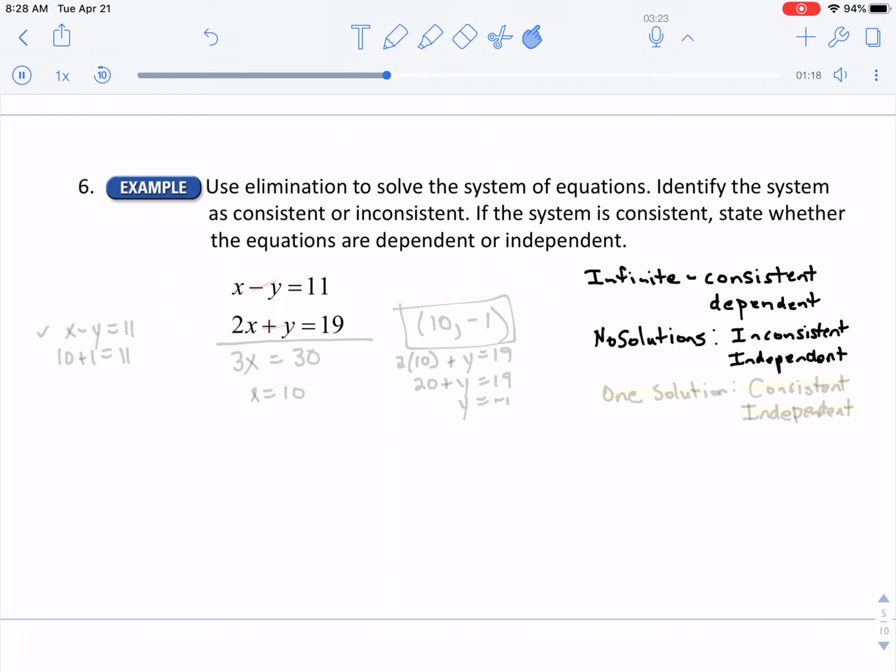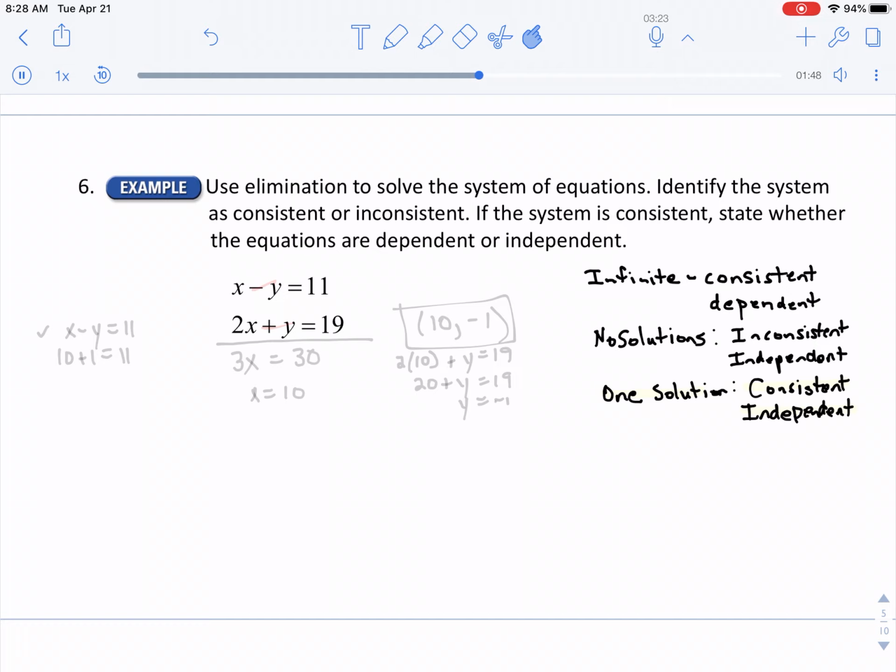And if you solve the system and it has one solution, then that means that the system is consistent and independent. But you have to solve the system first before you know that, unless it's given to you in graphical form. All right, so let's go solve this system using elimination.